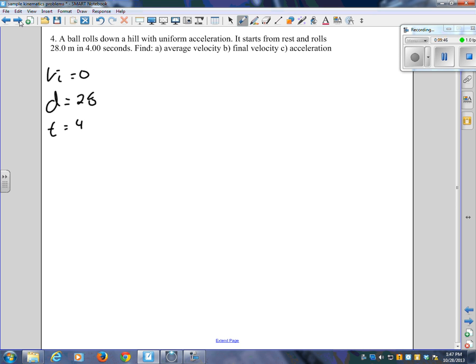Average velocity is what? We're asked to find v bar. What's the formula for v bar? Yeah, delta d over delta t, right? How far does it change position? It changes position by 28 meters. That all happens over 4 seconds. Please don't reach for a calculator. 7 meters per second. Part B. I like it when people label the parts. It means I know which part goes with which answer. It's not a hard thing to do.